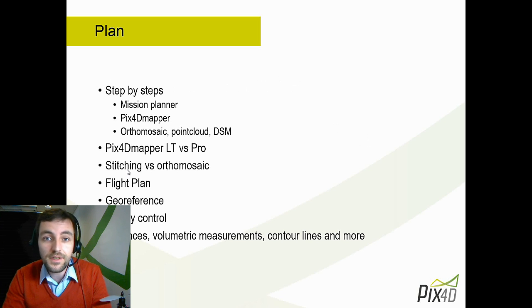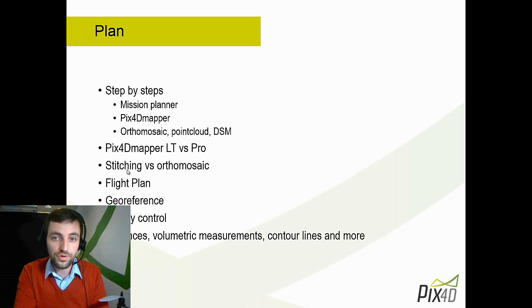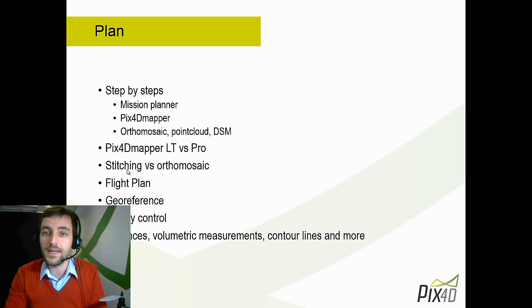At first, we're going to start with going step by step, which are the things you need to do before going outside and do the map, then how to really acquire the images using the drone, and then coming back to the office, how to put the images in Pix4D Mapper, start the processing, and how to generate automosaic, point cloud, and elevation models.